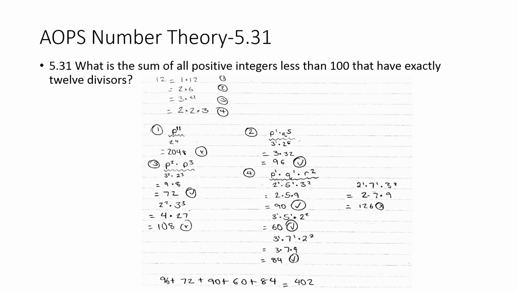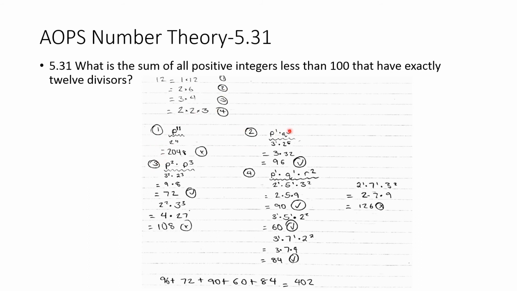AOPS 5.31, what is the sum of all positive integers less than 100 that have exactly 12 divisors? So 12 is equal to 1 times 12, 2 times 6, 3 times 4, and 2 times 2 times 3. So if it's 1 times 12, then it has to be p to the power of 11. So it can be 2 to the power of 11, which is 2048. Because if you want it less than 100, you should test the smallest number first. But 2048 is more than 100, so it's absolutely not.